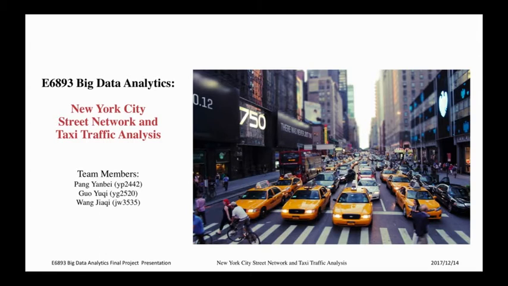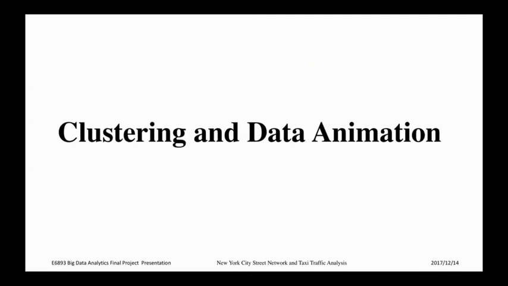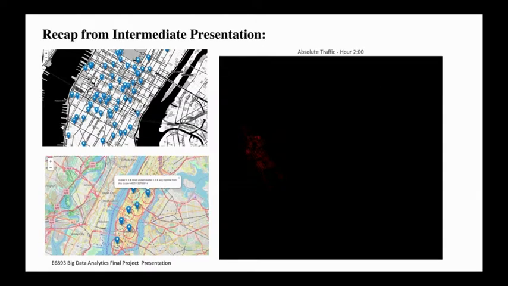Before the intermediate presentation, we did feature extraction, such as finding which weather can provide shorter travel time. We did clustering, basically using k-means, and we also did data visualization and animation. These processes were mainly based on New York City Yellow Cab trip record data from 2016.